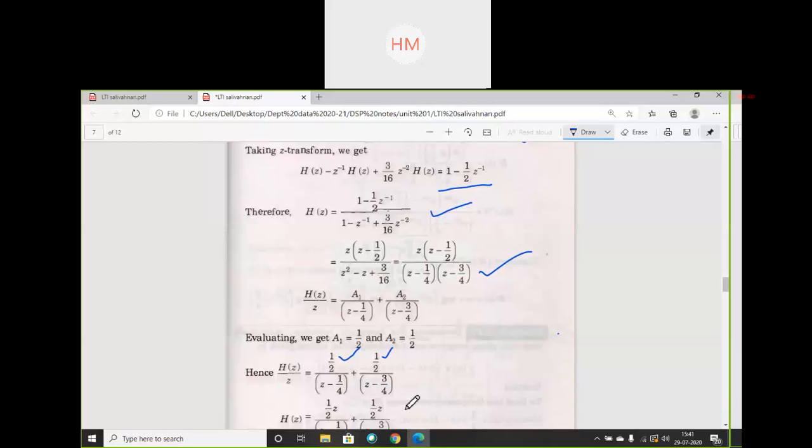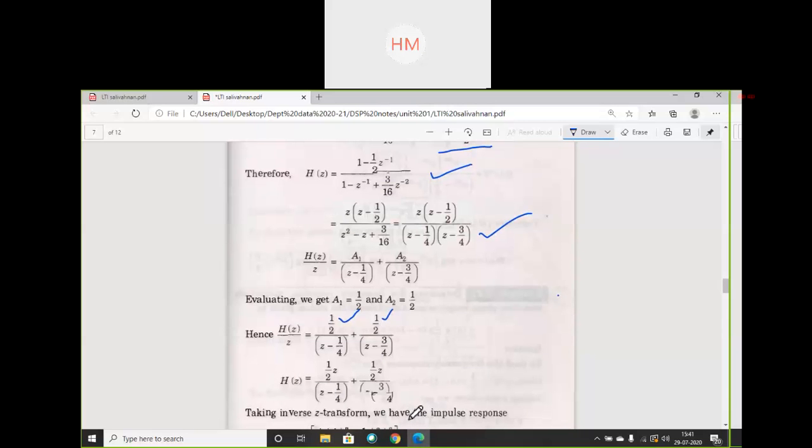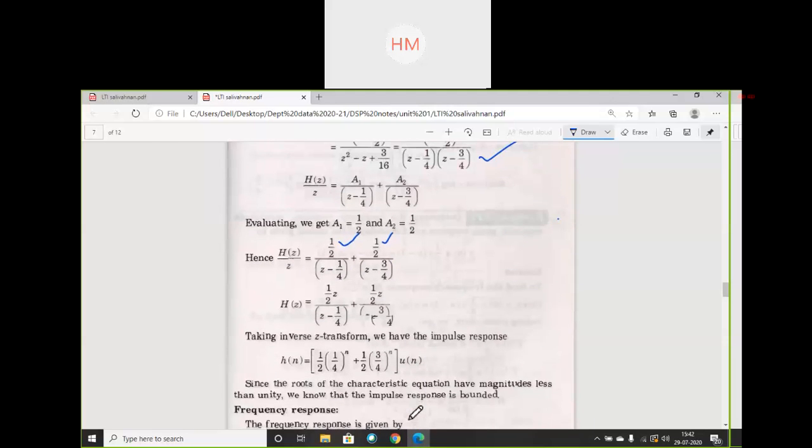Okay, anyone can tell me the answer of this? क्या आएगा इसका आंसर? Taking inverse Z transform, we have the impulse response as half 1 by 4. Very good. To the power n, plus half 3 by 4 to the power n u of n. Very good. This is the answer, perfect answer, u of n unit step response you will get. So this is my h of n.